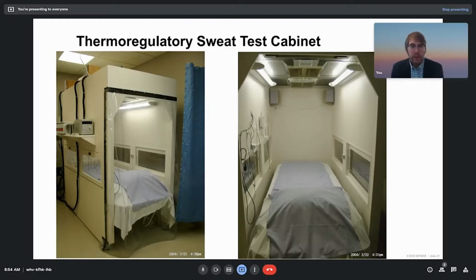This is the current thermoregulatory sweat testing cabinet that I mentioned, and a person would get covered in the yellow dye and then enter this cabinet, and they will sweat after the temperature is increased, and then we'll take pictures.